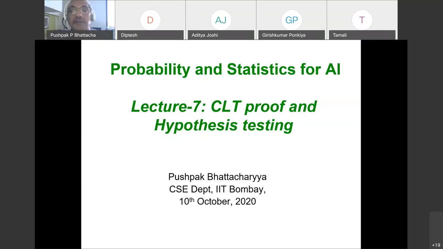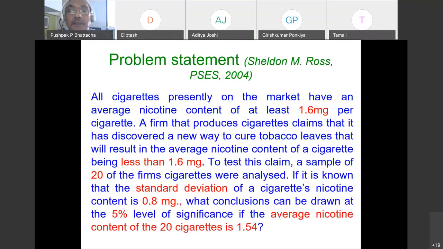So start with a motivating example. All cigarettes presently on the market have an average nicotine content of at least 1.6 milligram per cigarette. Now, nicotine is something we would like to avoid. A farm that produces cigarettes claims that it has discovered a new way to cure tobacco leaves that will result in the average nicotine content of a cigarette being less than 1.6 mg. So the farm claims it has been able to reduce the nicotine content.